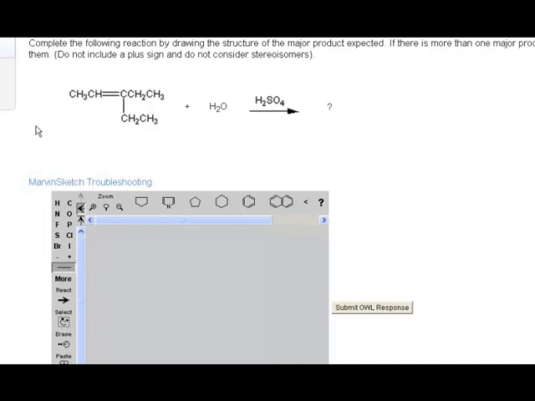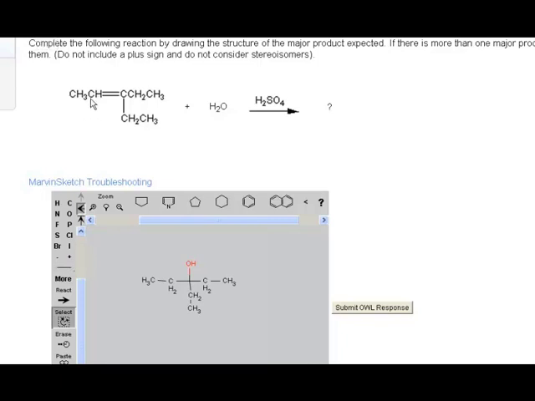Consider this reaction where you're hydrating this particular alkene. And don't get distracted by the H2SO4. That simply has to be there because it's a catalyst. You do not need to be concerned about it. It's there just for completion of the reaction. But predict what the major product would be.